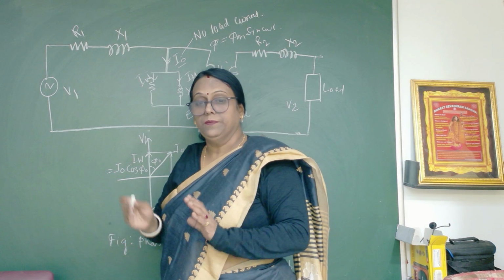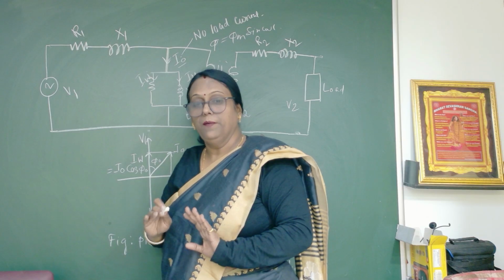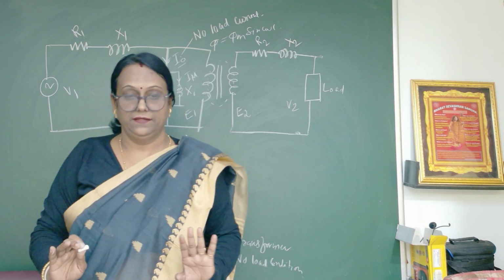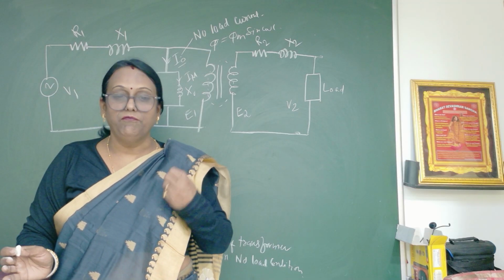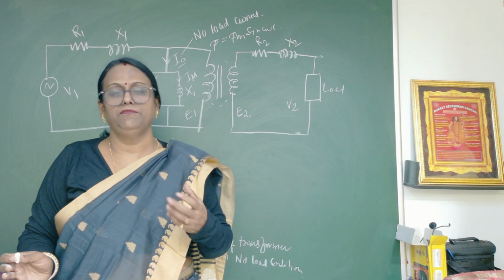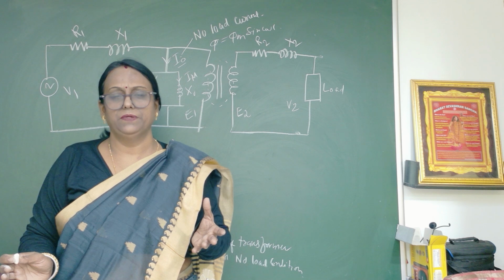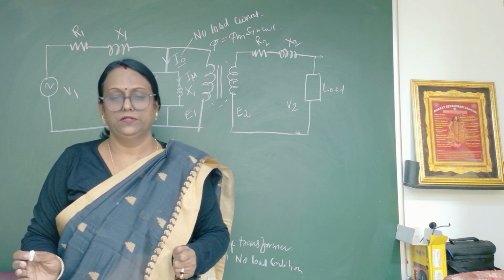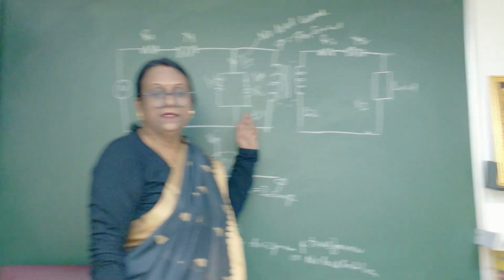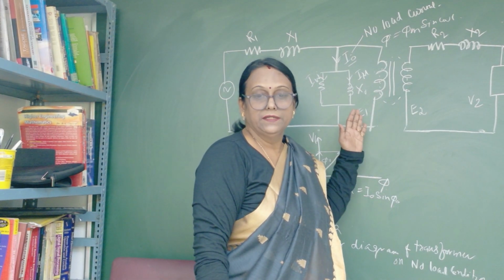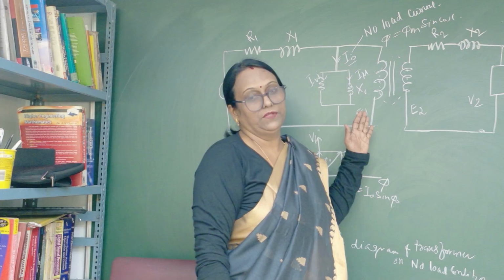Now, whether the transformer is connected to load or not, the no load current is always there. That is, when the secondary is open, the minimum current flows in the primary. A maximum of 5% of the full load current flows in the transformer primary winding. That is responsible for the heat and magnetization of the core.